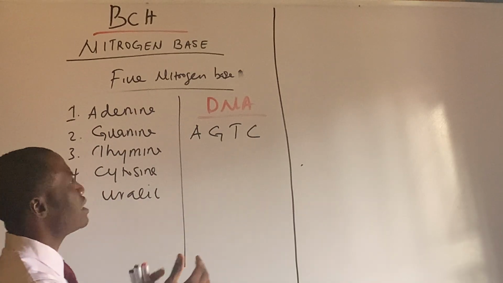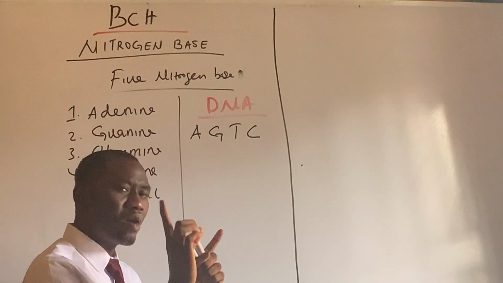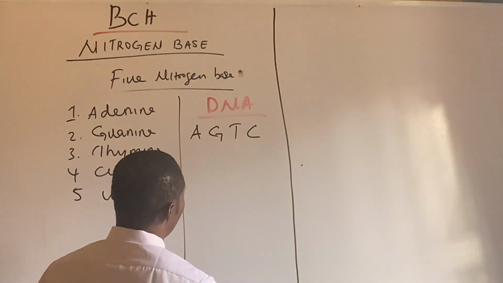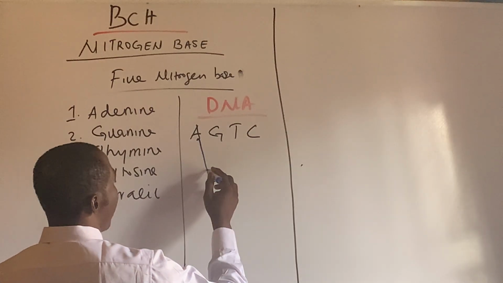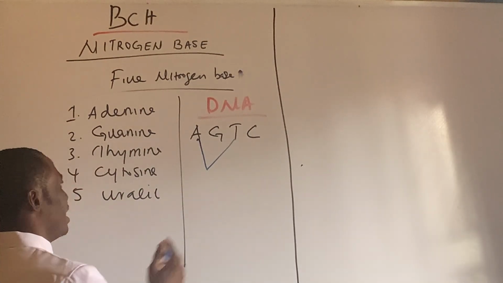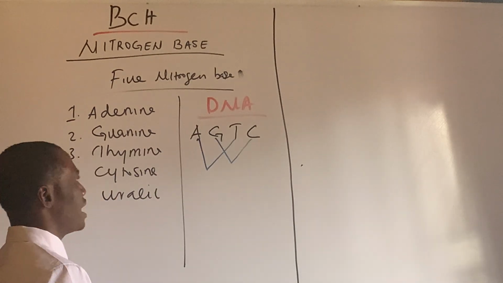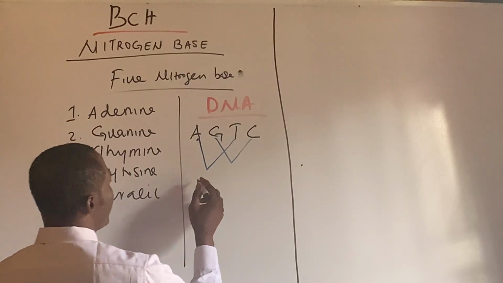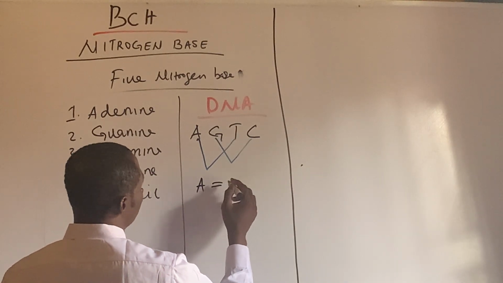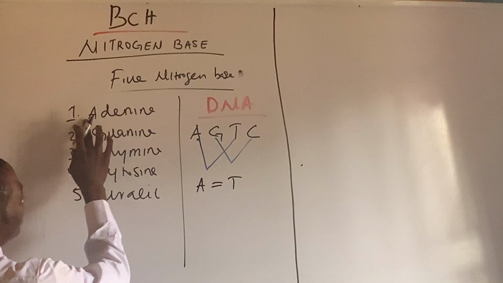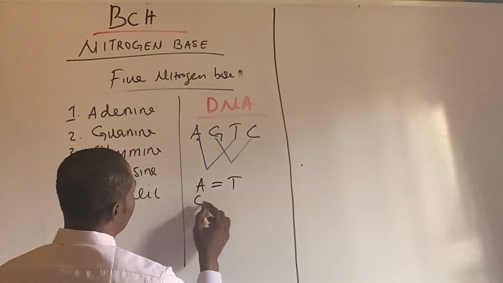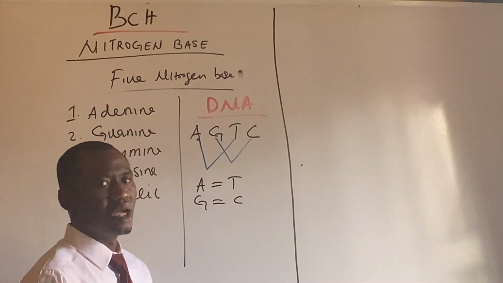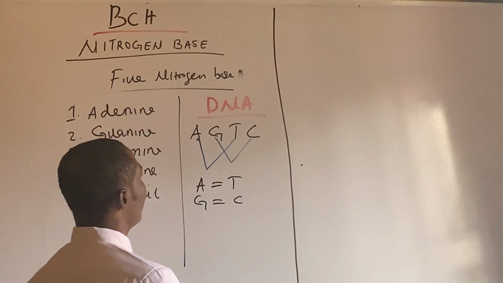And these nitrogen bases need to pair one to one. They need to occur in pairs. How do they pair? Adenine pairs to thymine, guanine pairs to cytosine. So for each DNA, the nitrogen bases will pair in the form of adenine to thymine, adenine to thymine, and guanine to cytosine. That is how the base pairs will be formed. Let's go to the RNA.